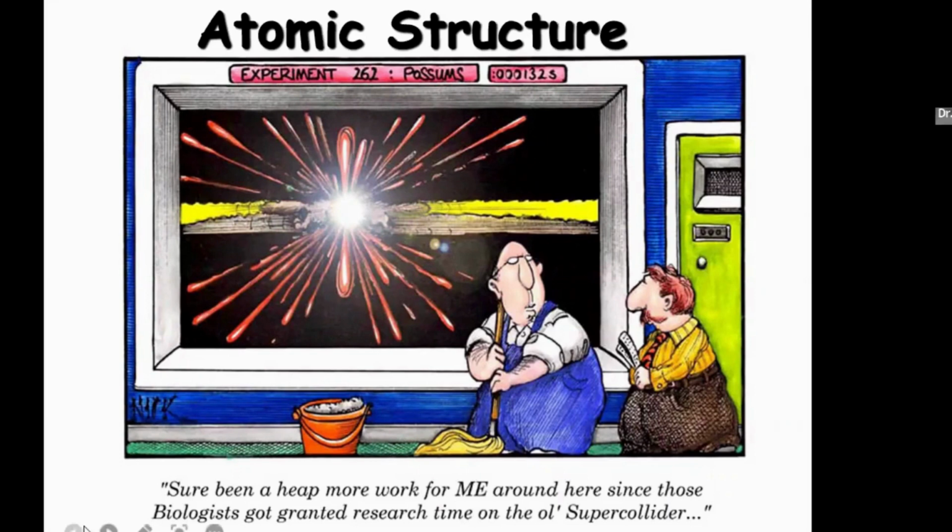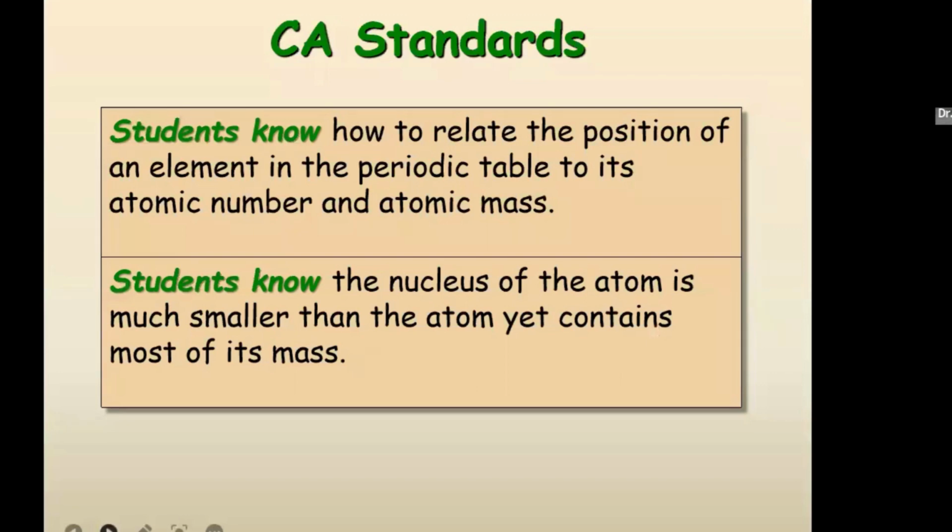Now, next page. Give me a minute. Students know how to relate the position of an element in the periodic table to its atomic number, atomic mass. You know this? If I ask you an element like potassium, its atomic number is 19 and mass number is 39. Now tell me its position in the periodic table. Can you do that for me, please? Please tell me which group, which period, and how did you find that?